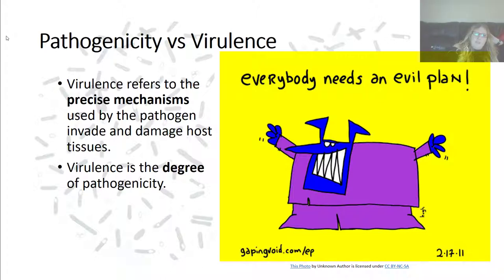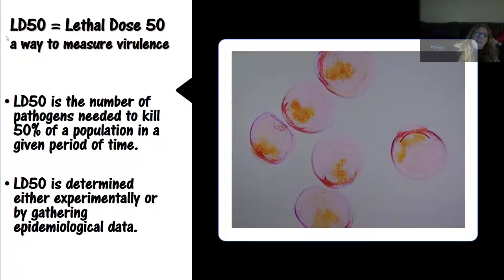Okay. So pathogenicity versus virulence. Virulence refers to the precise mechanisms used by the pathogen to invade and damage host tissues. So in other words, virulence is the degree of pathogenicity. LD50 would be a good way to measure virulence. LD50 is the number of pathogens needed to kill 50% of a population in a given period of time. LD50 would be determined either experimentally or by gathering epidemiological data.